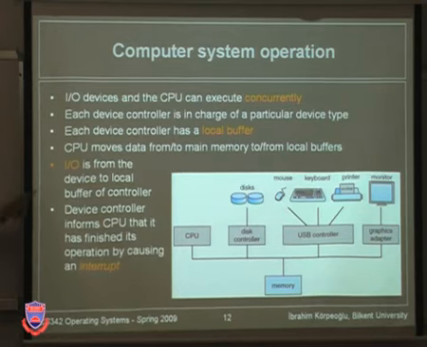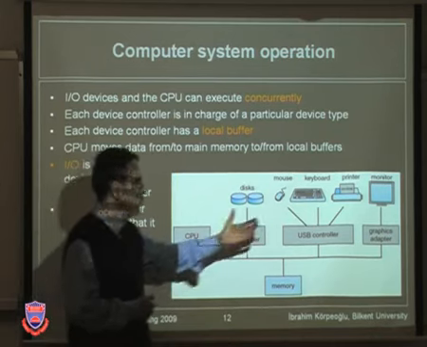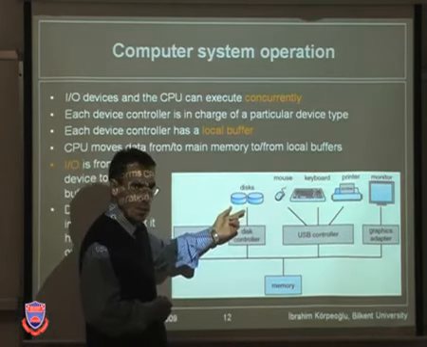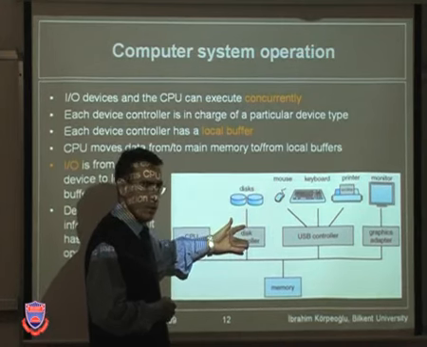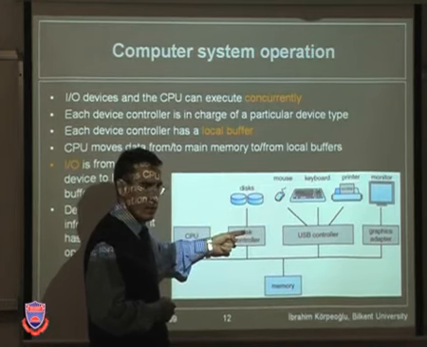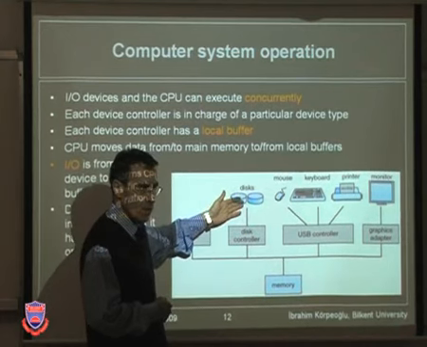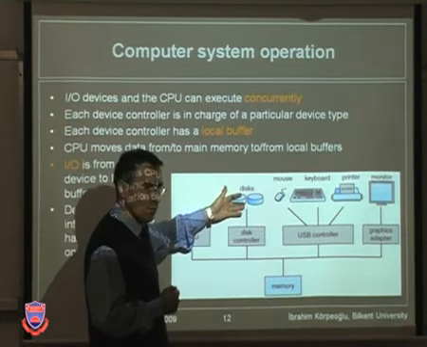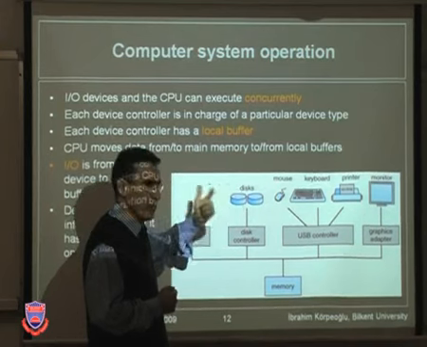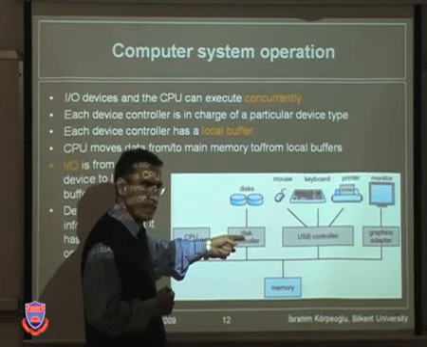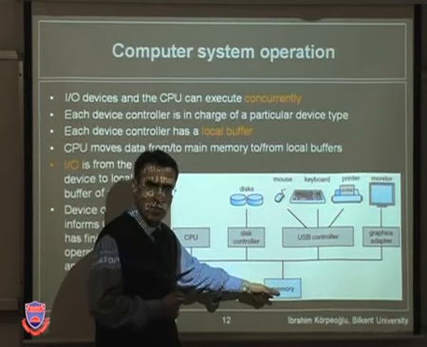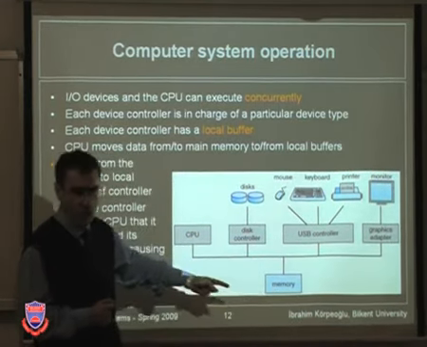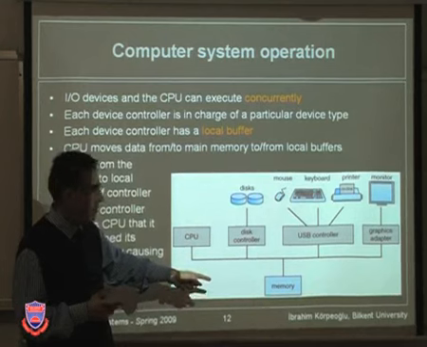Input-output is done from the device to the local buffer of the controller. If you would like to do input-output, it is done from the device first to the local buffer of the corresponding controller. For example, if you would like to retrieve a block of disk, the block content is first retrieved from the spinning hard disk into the controller, and then it's retrieved from there to the memory, so that it can become available to the application that has requested the data, for example, an application that is reading a file.